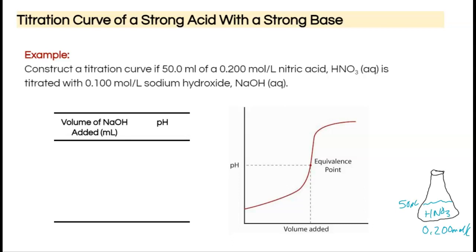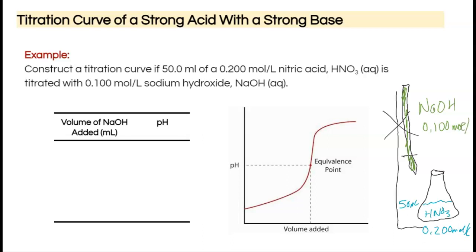Then we have our burette. I'm just going to fake it a little bit here. Imagine this is our stand, and we've got our burette in here with its stopcock. We're going to fill that burette with our titrant, which in this case is the sodium hydroxide, and we know its concentration is 0.100 moles per liter. We're going to start adding dropwise, adding our titrant into that analyte, and then see how the pH changes.